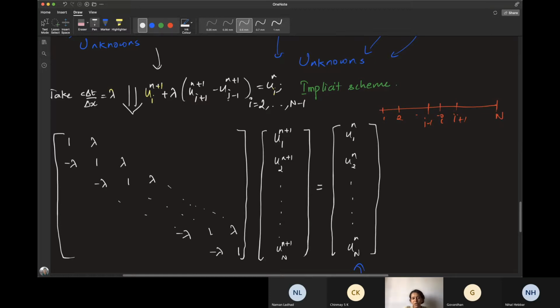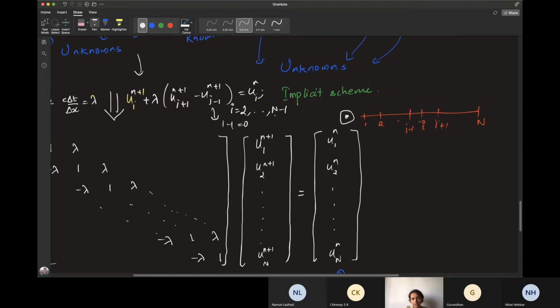If it's 1, then you won't be able to find i-1, because in that case i-1 will be 0 and you don't have a 0th point here. So at the boundaries this equation won't be valid. Even for n, you can't have i+1, which would be n+1, and you don't have an n+1 point here. So I'm neglecting the boundaries. This equation is valid for i between 2 and n-1.